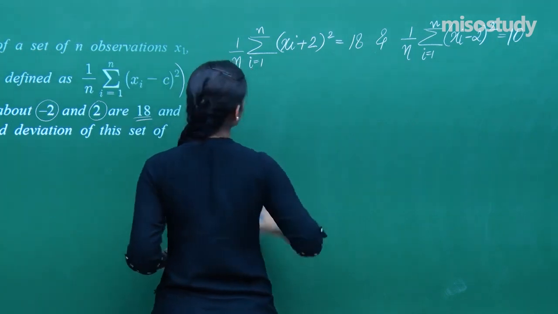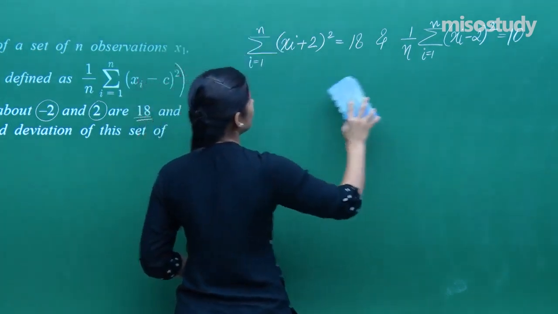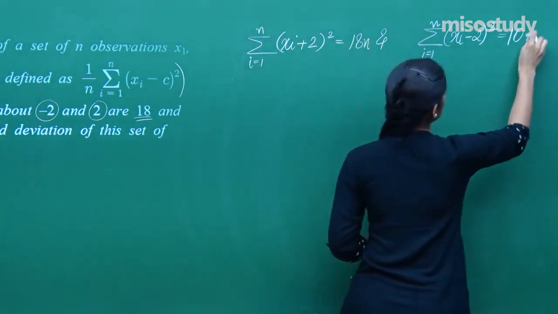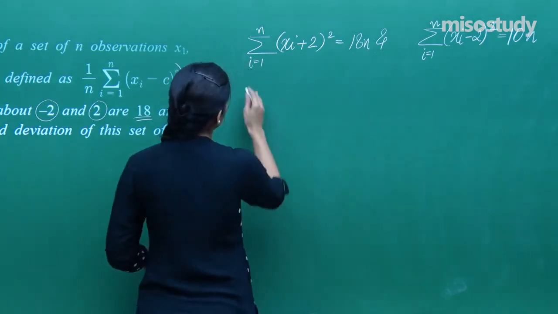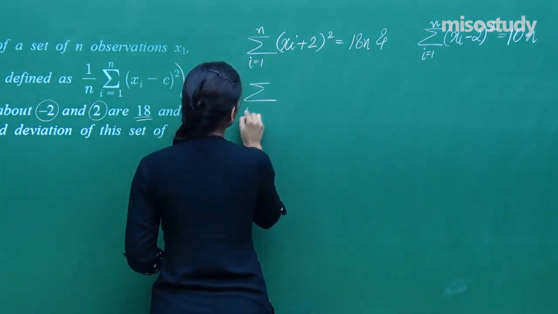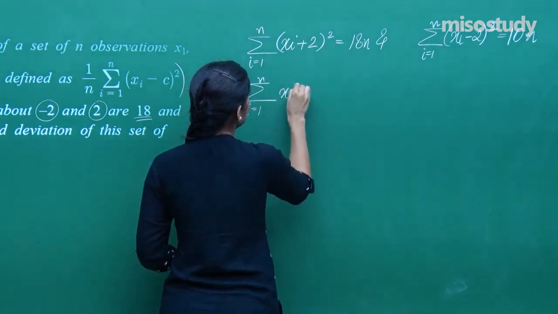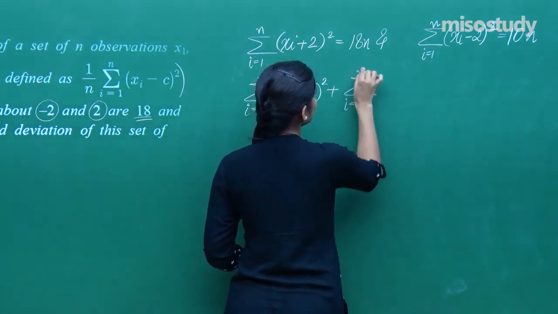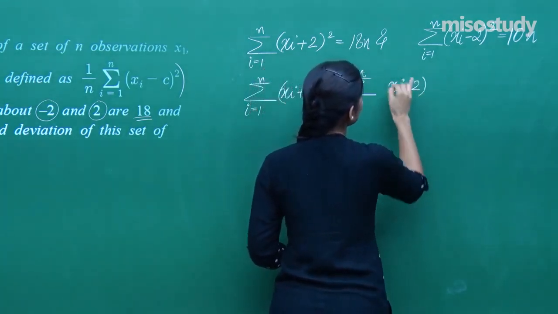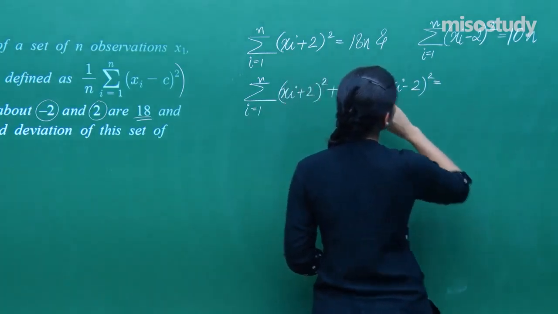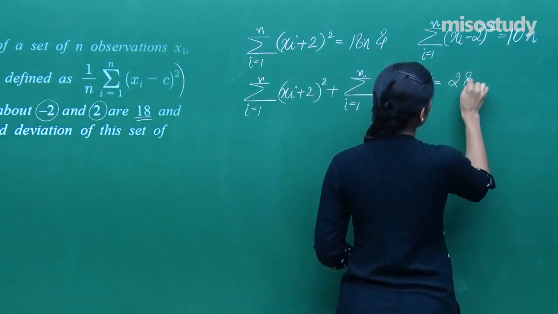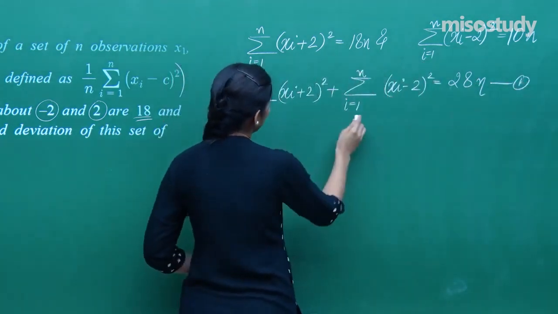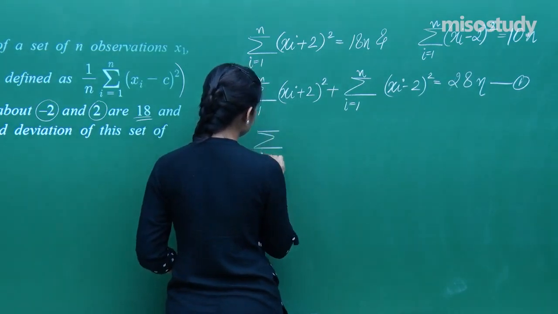This n very easily can go that side and become what? This is going to become 18n and this will be 10n. When you add these two, summation i running from 1 to n (xi plus 2) whole square plus summation i running from 1 to n (xi minus 2) whole square is 18n plus 10n, that is 28n. I am adding both these, right? When you actually add, there is just one single summation.